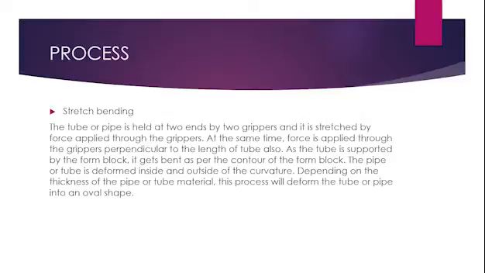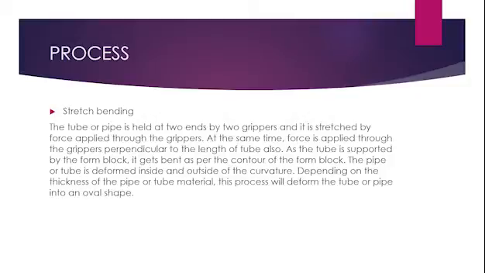Finally, we have stretch bending. The tube or pipe is held at two ends by two grippers and it is stretched by force applied to the grippers. At the same time, force is applied through the gripper perpendicular to the length of the tube also. Also, the tube is supported by the form block. It gets bent as per the contour of the form block.